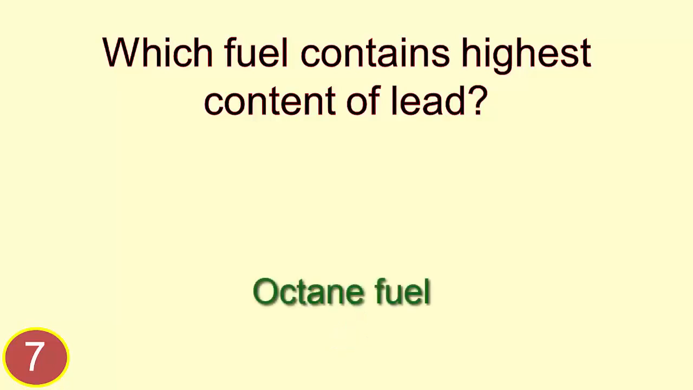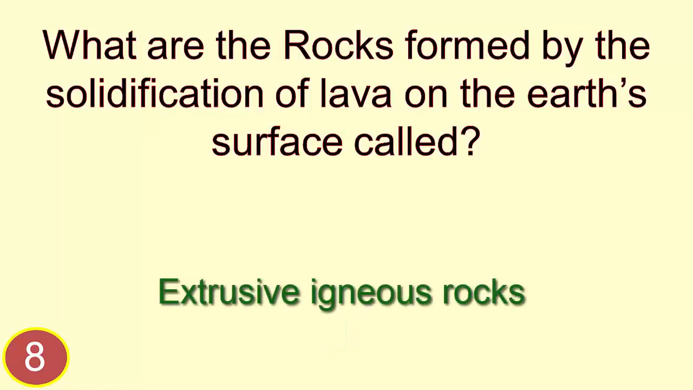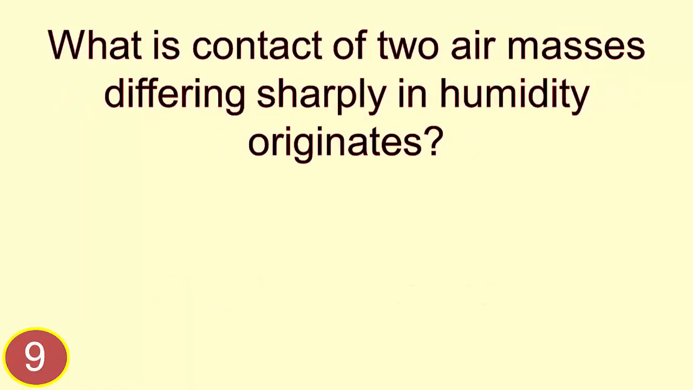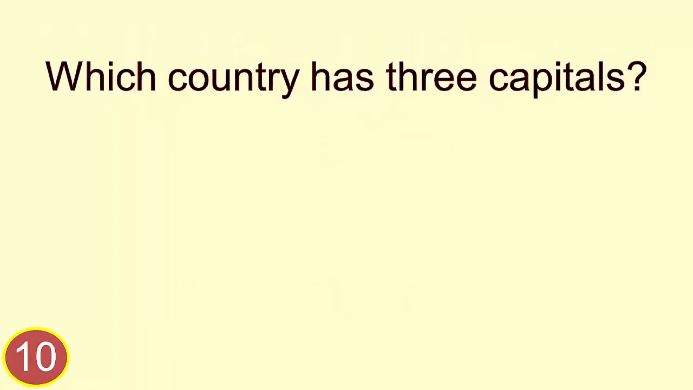Octane fuel. What are the rocks formed by the solidification of lava on the Earth's surface called? Extrusive igneous rocks. Where does the contact of two air masses differing sharply in humidity originate? Answer is temperate cyclones. Which country has three capitals?